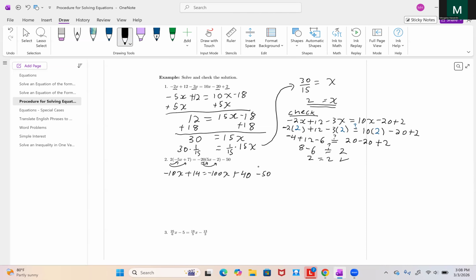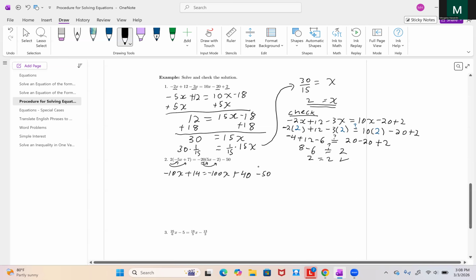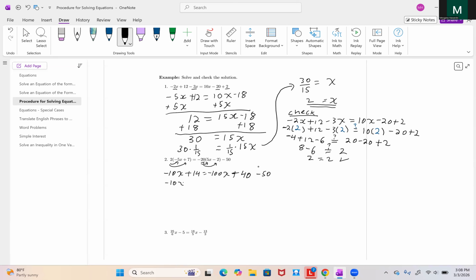Combine like terms, if any. We have like terms on the right side of the equal sign. So we combine 40 and minus 50. Minus 10x plus 14 is equal to minus 100x minus 10.